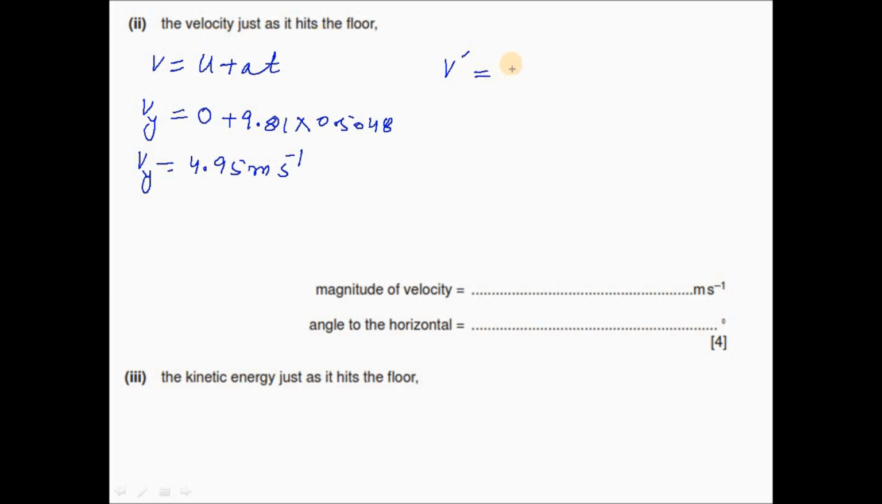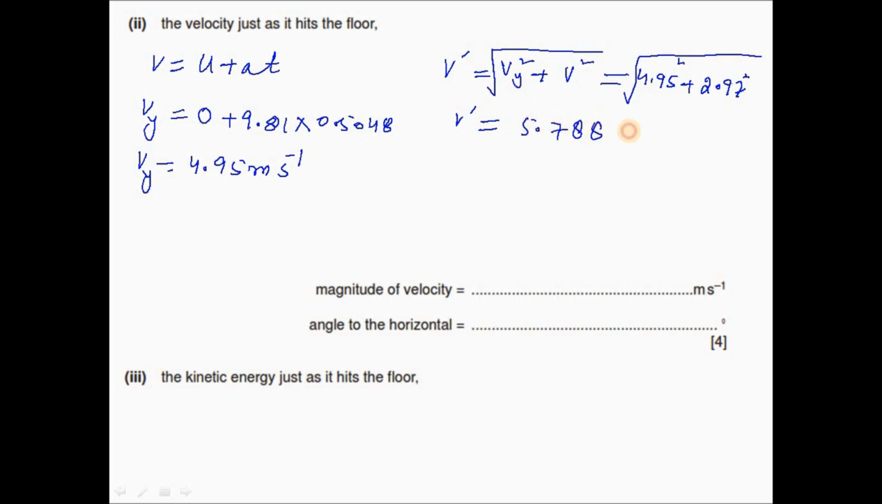So V dash is your final velocity, that is what you need to find. V dash is equal to the root of Vy square plus V square, Pythagoras theorem. Now you can substitute the value. So Vy square is 4.95 squared plus V, and V is I guess we found 2.97 squared, and root. Once you simplify this, V dash would be equal to 5.788 or approximately 5.79 or 5.8 meter second inverse. So this is your magnitude of the velocity, 5.79.